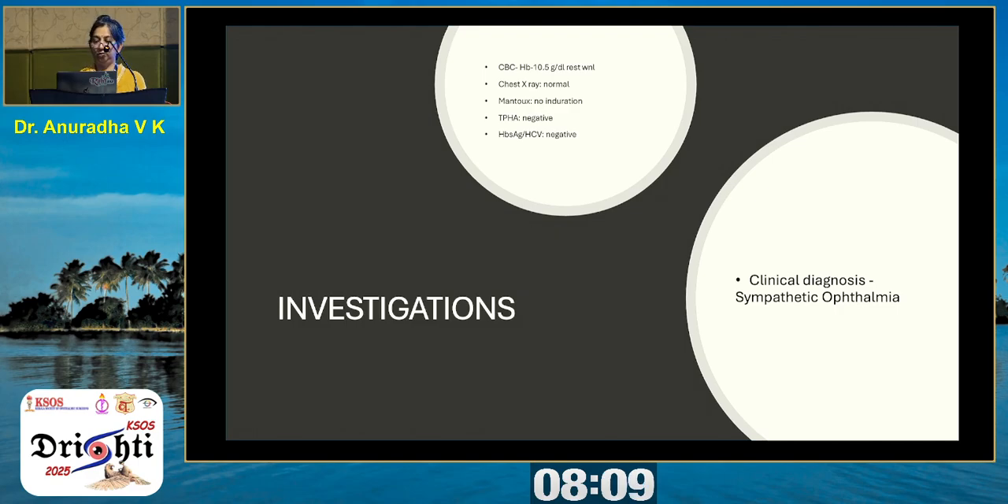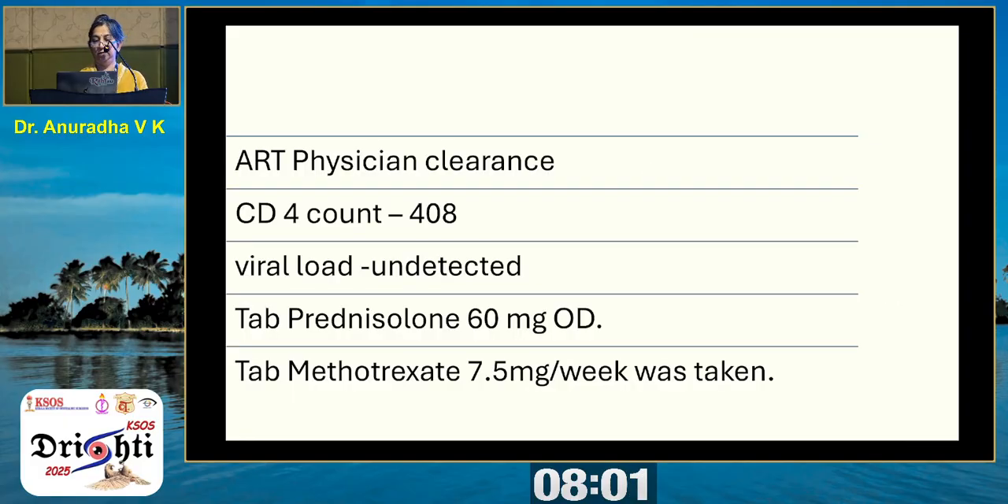The CT chest and chest X-ray were normal. So we came to the conclusion of sympathetic ophthalmia, secondary to VR surgery in the right eye. After clearance from the ART physician, who assessed her CD4 count and did a viral load which was undetectable, she was cleared for high-dose oral steroids with methotrexate.